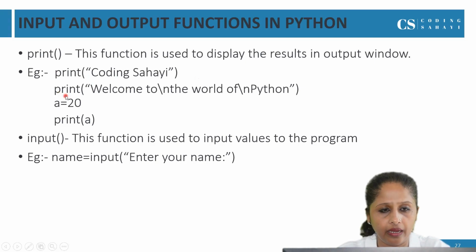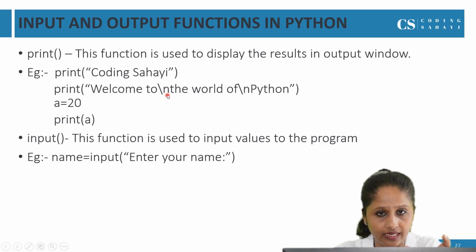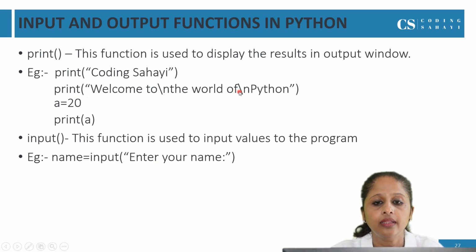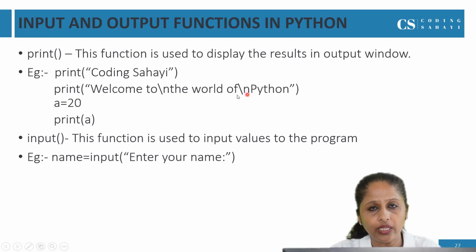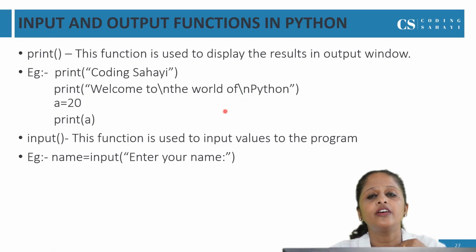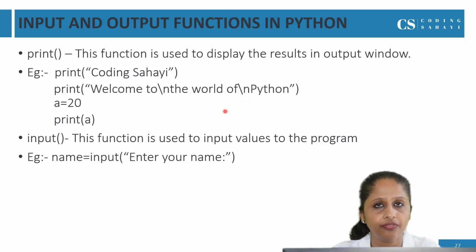Next I am taking another example: print welcome to, then I am giving a slash n, the world of, then slash n, Python. You already studied escape sequences, slash n, slash t, all these things work. So welcome to is in the first line, then at the end slash n is there, so it goes to the next line, the world of in the next line, again slash n is there, goes to the next line and prints Python. So welcome to the world of Python comes in 3 different lines.